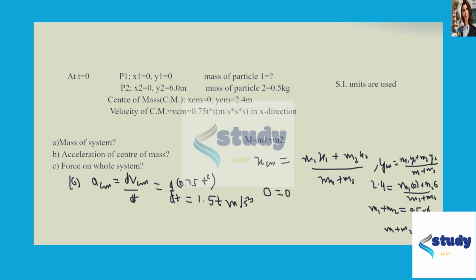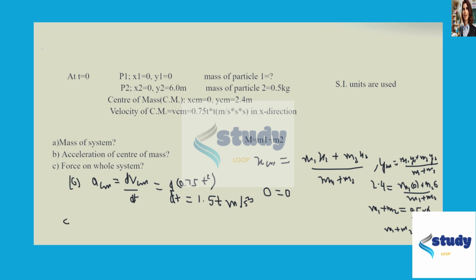Remember that this acceleration of the center of mass is time dependent. We have 1.5 t meter per second cube. At different times, we have different accelerations. So if we want to find the acceleration at t equals 0, we place t equals 0, and this equals 0. At t equals 1 second, we have 1.5 meter per second square. At t equals 2, we have 3 meter per second square, and so on.